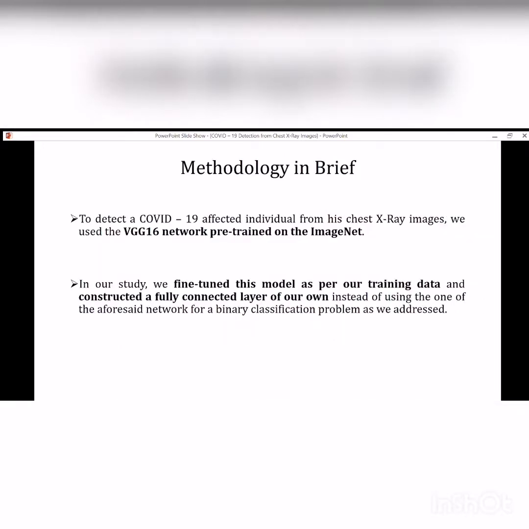Next, we come to our methodology. To detect a COVID-19 affected individual from his chest X-rays, we use a VGG16 network pre-trained on ImageNet. ImageNet is a dataset which has over 14 million images that can be classified into 1,000 different classes. In our study, we fine-tuned this model as per our training and constructed a fully connected layer of our own instead of using the VGG16's network.